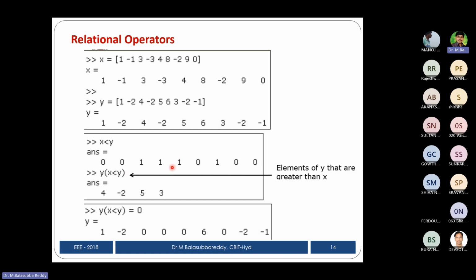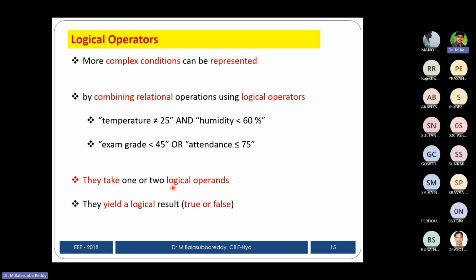So here is 1, total 4 values. Those 4 values will be displayed here. So this is an easy way to compare, and you can see the logical operator as well. Here we can also use a combination, the relational operator as well as the logical operator, both together. In this case, you can see temperature not equal to 25 and humidity less than 60.